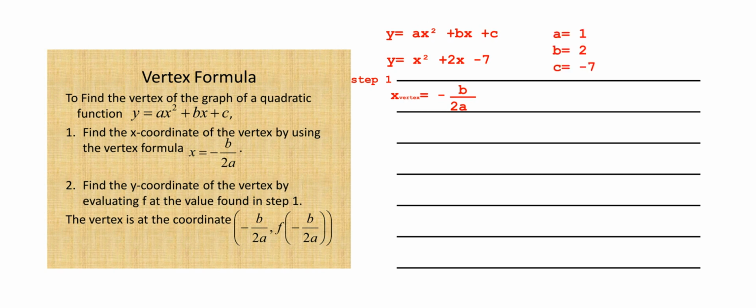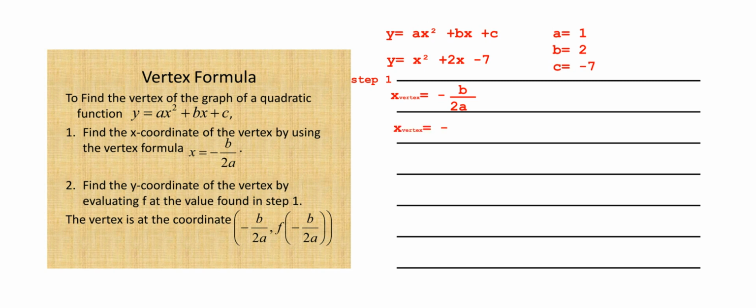Once again, in this case, we realize that a equals 1. There's nothing in front of the x squared, so we assume it's a 1. B value, it's a positive 2, so plus 2 or 2. C value is a negative 7, so negative 7 for c. So x value of the vertex, negative b divided by 2a. Let's substitute the values that we just found.